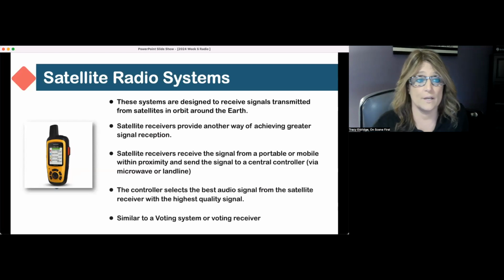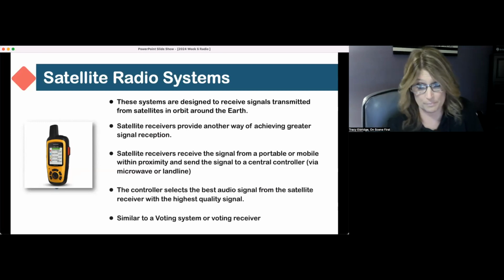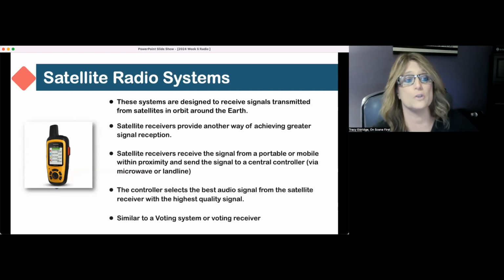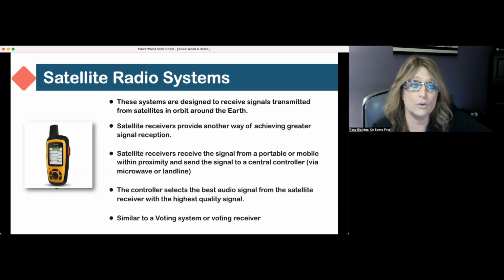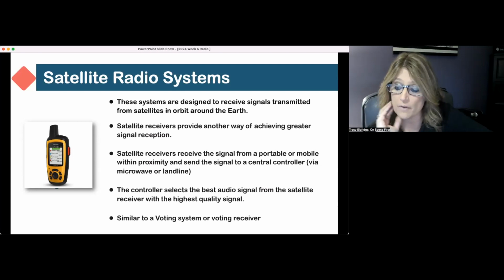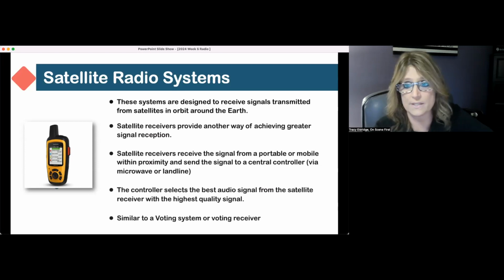Our satellite radio systems, these systems are designed to receive signals transmitted from satellites in orbit around the Earth. And we know that there's many satellites out there that are being utilized. The satellite receivers provide another way of achieving greater signal reception. Some places we don't have signal reception, right? So some of our cellular devices are now starting to be able to use satellite services if they should need to dial 911 if a network signal is not available.